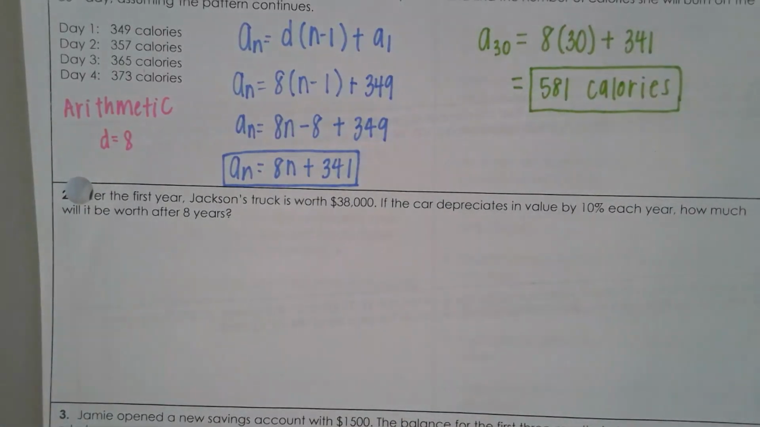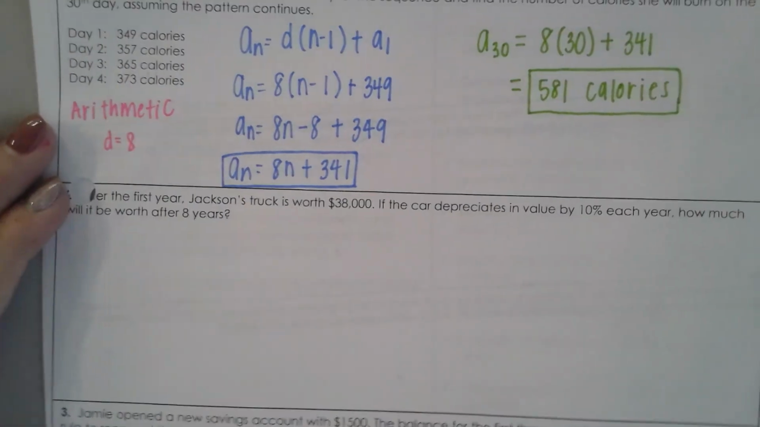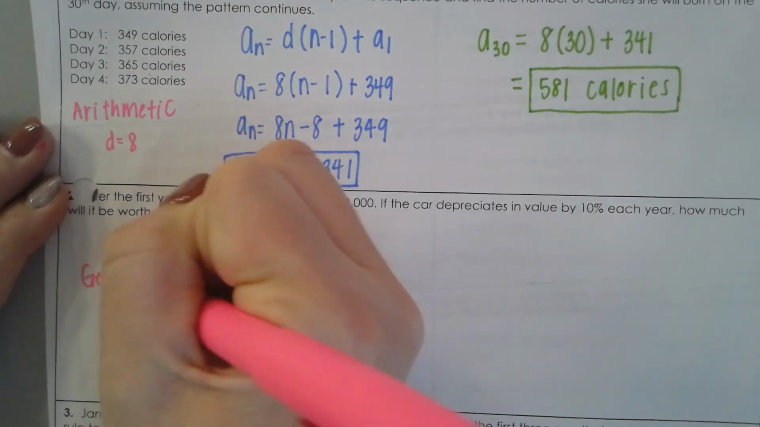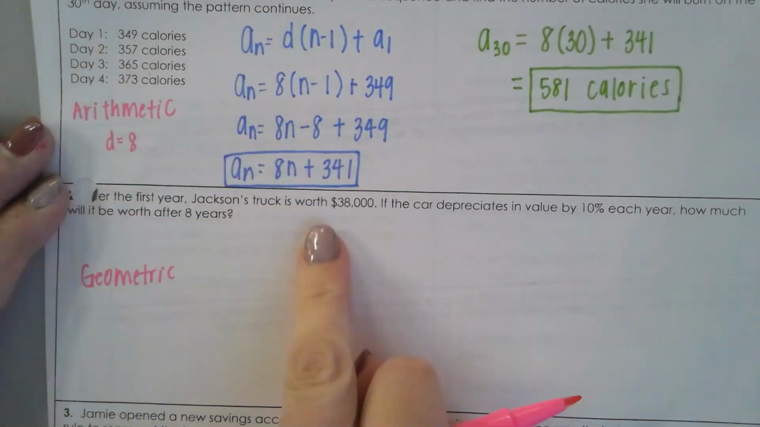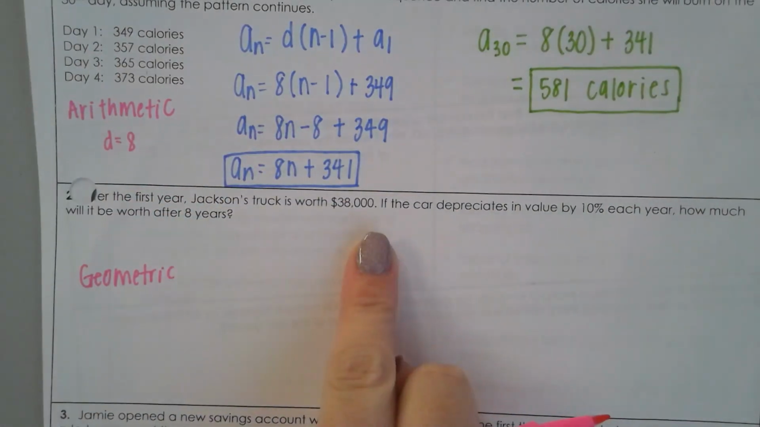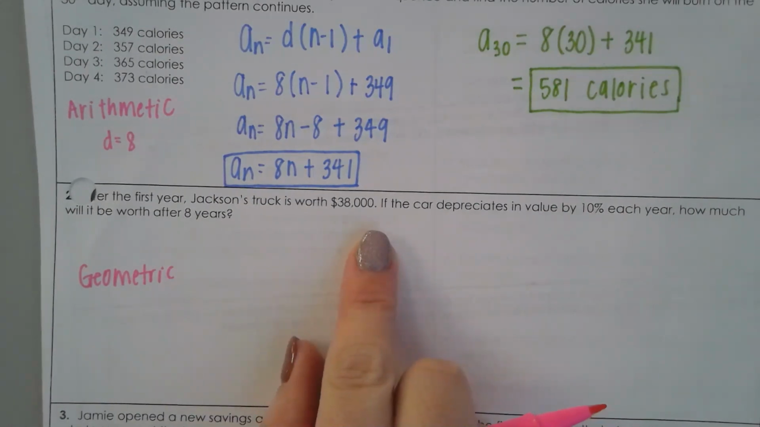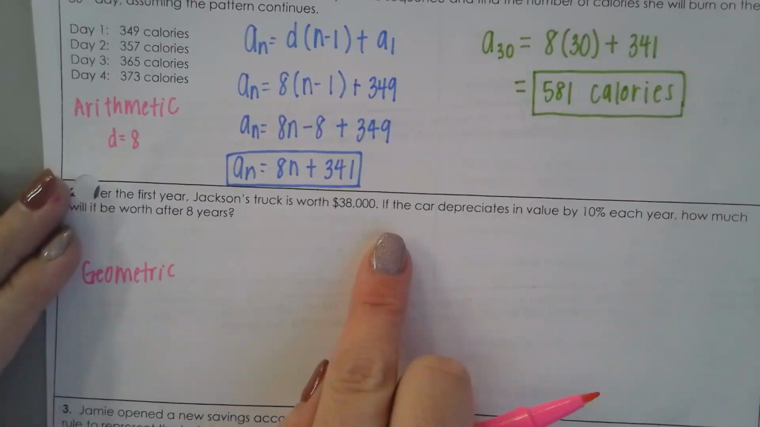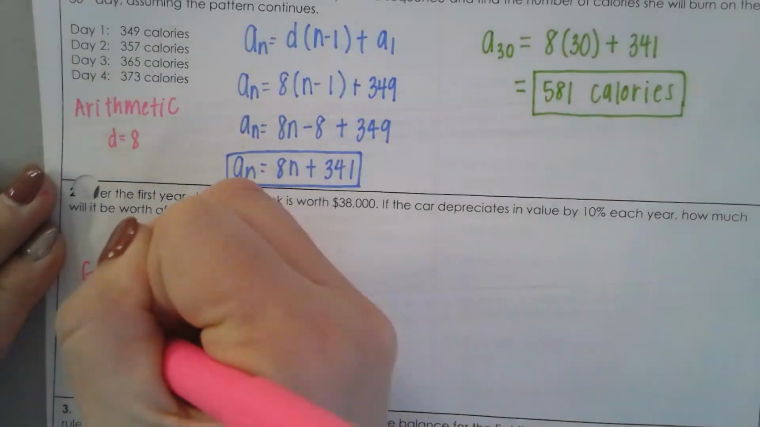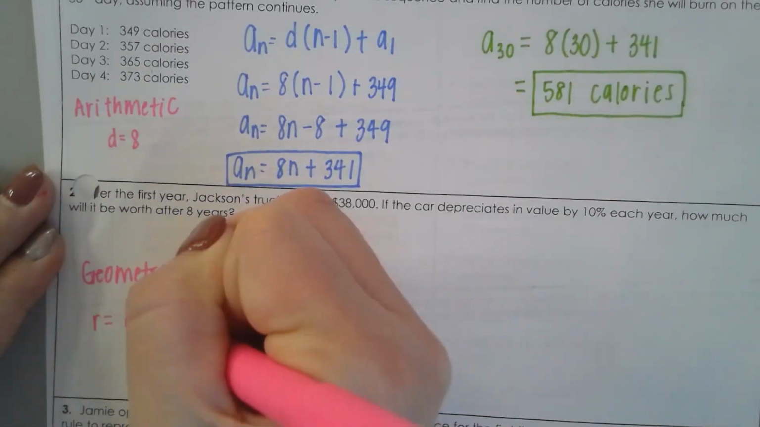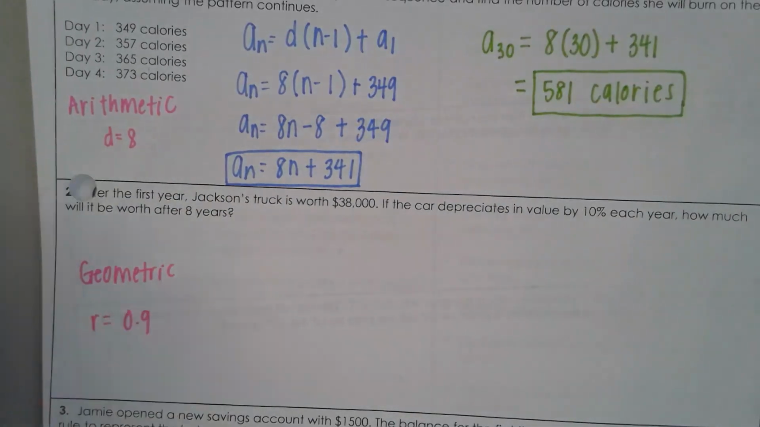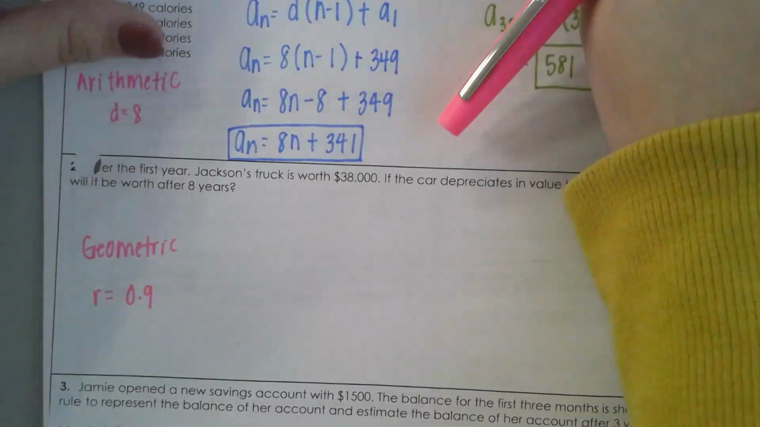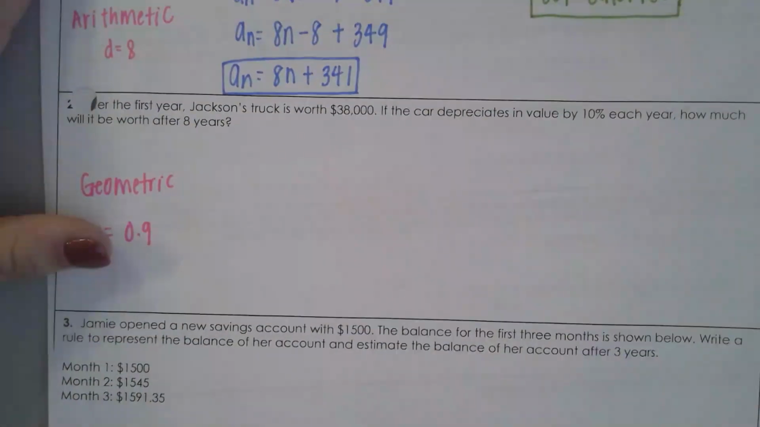So since we're multiplying, that makes it what kind of sequence? Geometric. And we're not thinking about how much it is losing, we're thinking about how much we are keeping, how much value stays, and that's 90%, so 0.9. So my ratio is 0.9 because that is the value that it's keeping.